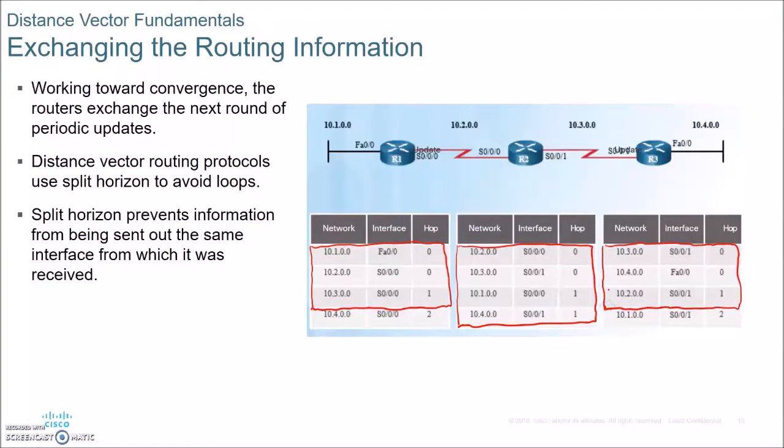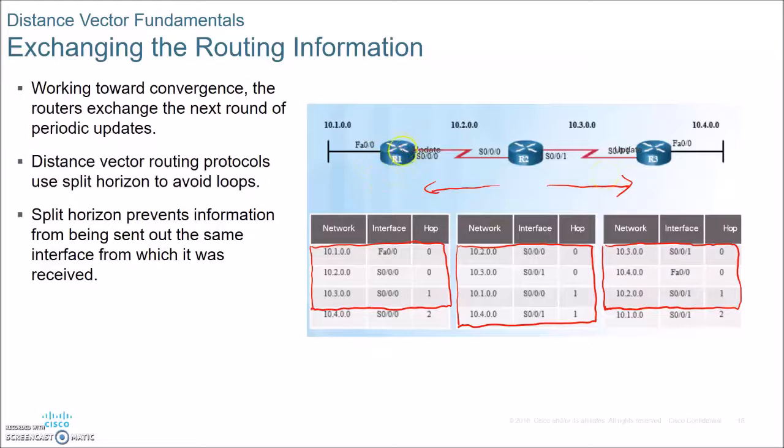Now let's look at R2. During the second exchange, R2 will send this whole routing table to R1, and also send it to R3. Why? Because it noticed that initially it only sent 10.2 and 10.3. Now it knows two more networks, so it had better inform its neighbors about these two. Now it also sends 10.1 and 10.4 to its two neighbors.